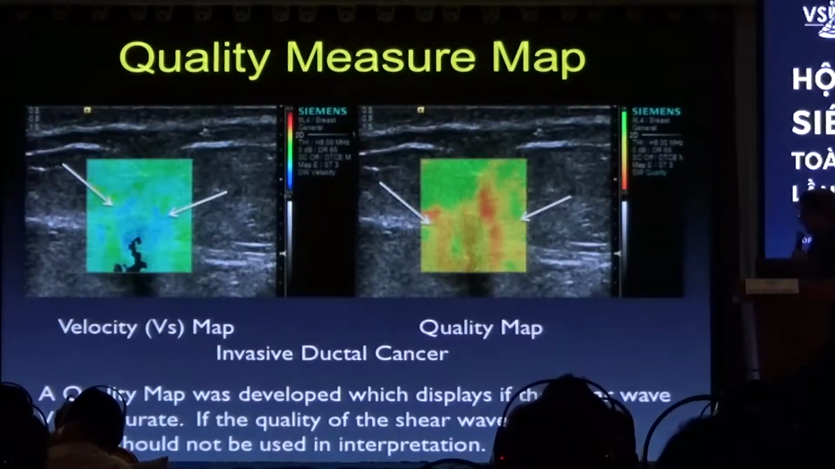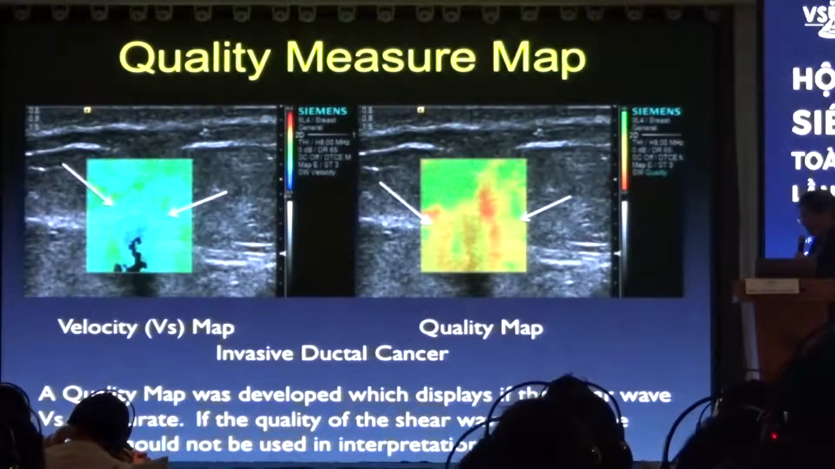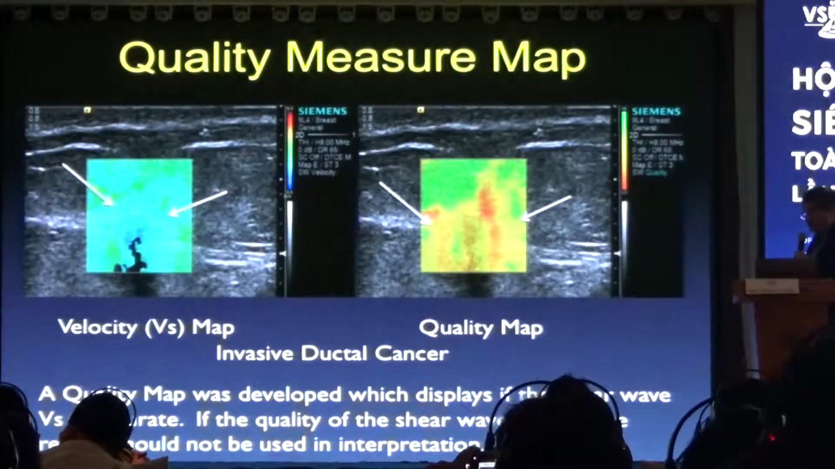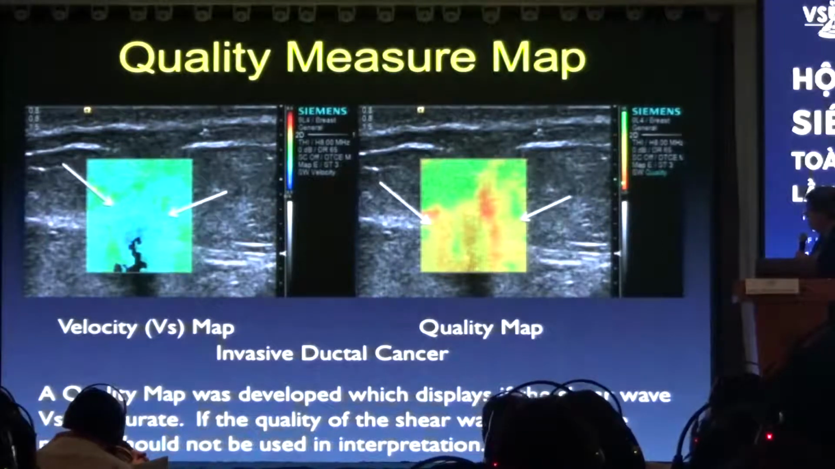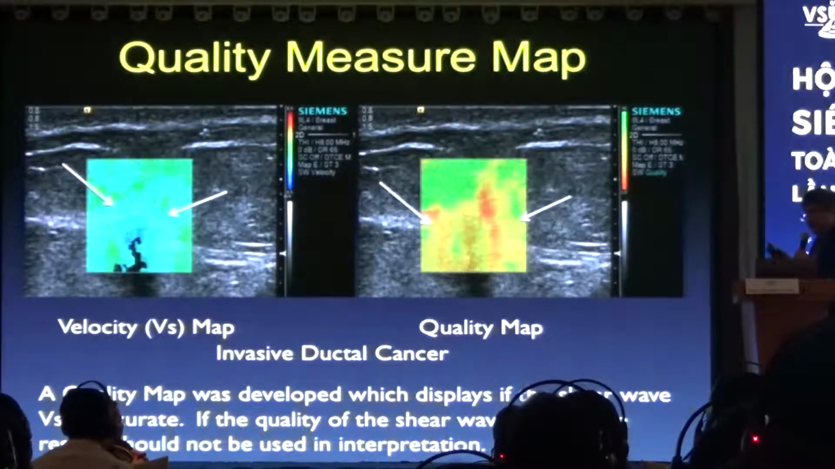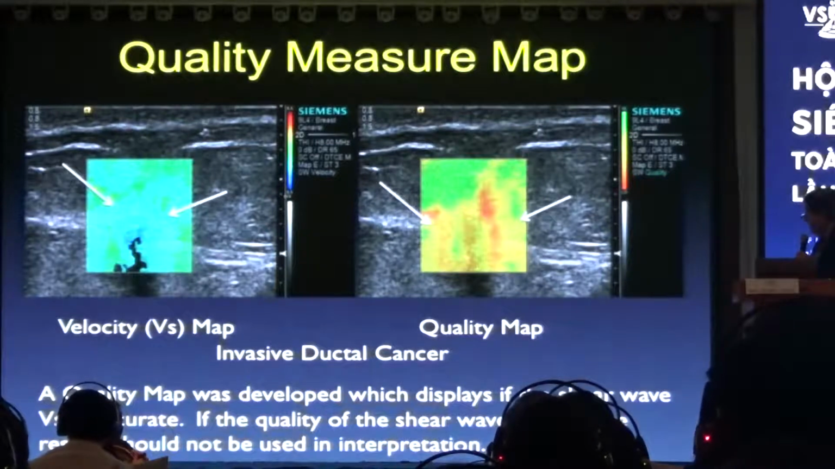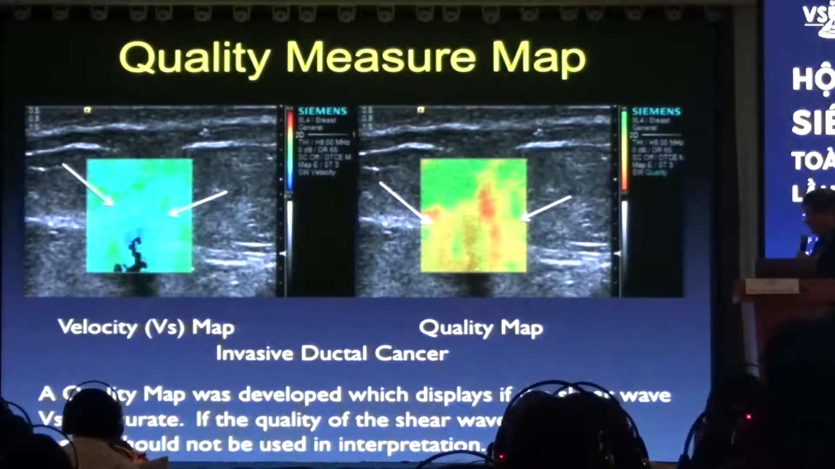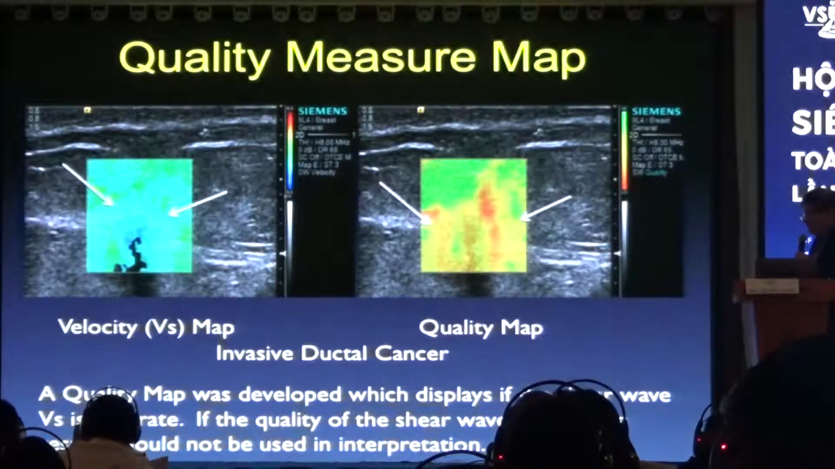So we worked with Siemens to develop this quality map, which looks at the shear waves and determines were they adequate enough to get a good number. And we use a stop sign. Green is go, yellow is caution, red is bad. So to be able to get a good measurement, we really should be doing this in green. And I think a lot of vendors have now included this in liver, and it'll be coming more and more into liver, where you can see that although we've got values plotted on the velocity map, this whole area where the lesion is has really bad shear waves, and you shouldn't believe that data.